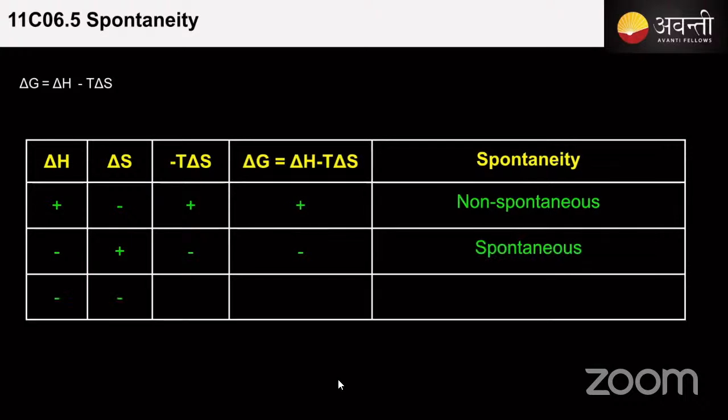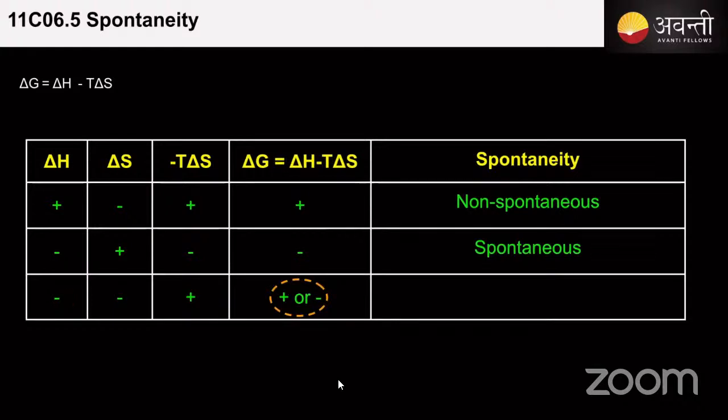Next, if delta H is negative as well as delta S is negative, then what happens? Delta G may be positive or may be negative. Why? The only reason is that minus T delta S is positive. That means it should be more than delta H, and then only delta G will be positive, right? So there are two cases. Let's say we are taking -1 here and +2. Then the overall answer will be +1, where delta G is positive.